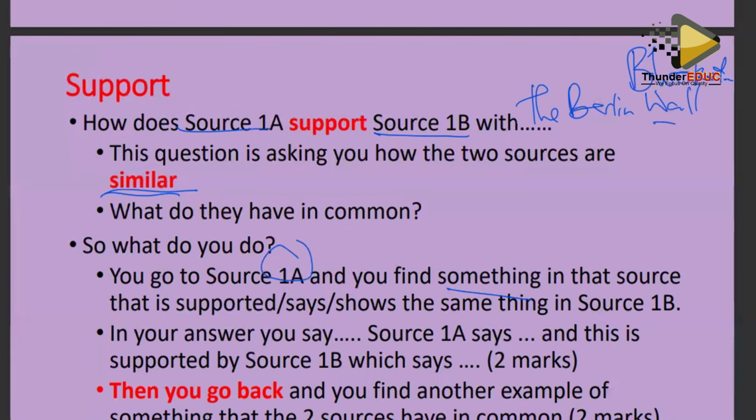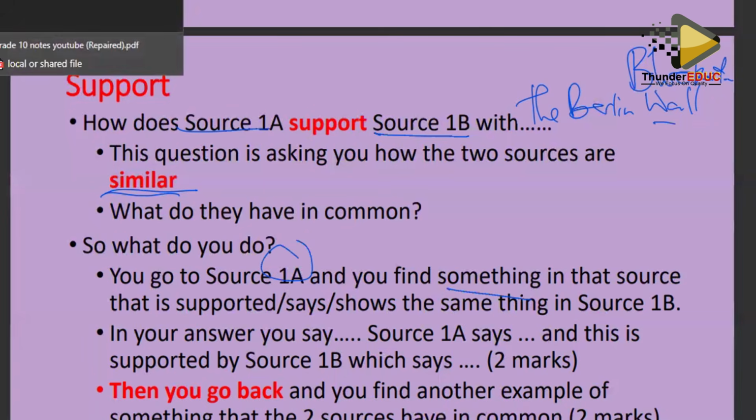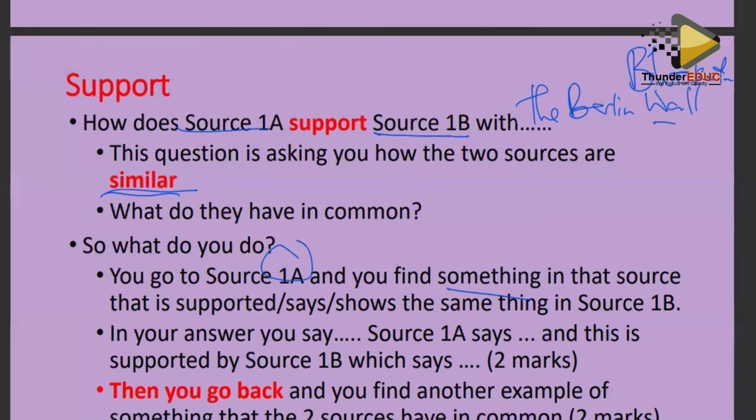Maybe source 1A is a written text, and source 1B is a picture. Source 1A is saying the wall was built, there was a concrete wall which was built. It's a description of the wall. And source 1B is also showing a concrete wall. Those two sources are portraying the same information. They are supporting each other. This one is describing the wall being made of concrete, and this one is also portraying an image of a concrete wall.